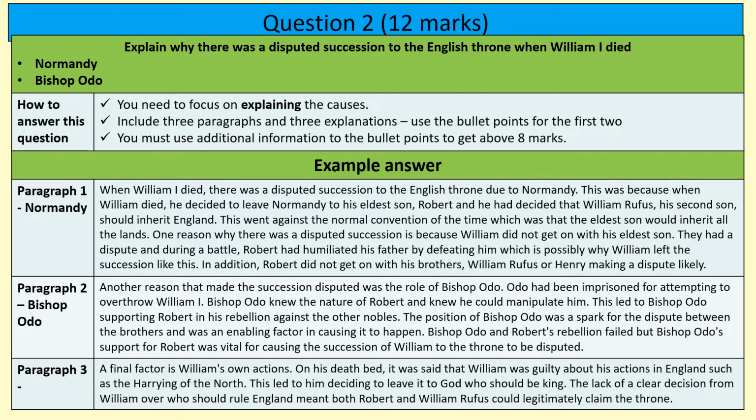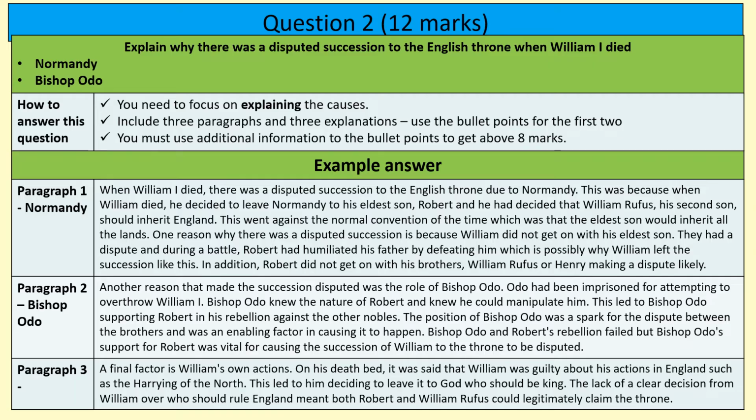Our second paragraph is going to focus on Bishop Odo, so let's have a read of this example answer. Another reason that made the succession disputed was the role of Bishop Odo. Odo had been imprisoned for attempting to overthrow William I. Bishop Odo knew the nature of Robert and knew he could manipulate him. This led to Bishop Odo supporting Robert in his rebellion against the other nobles. The position of Bishop Odo was a spark.